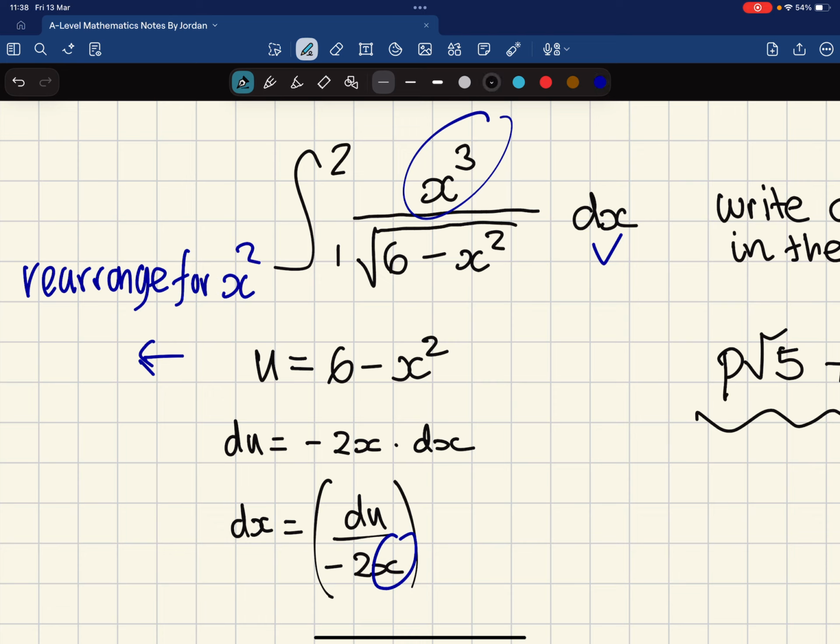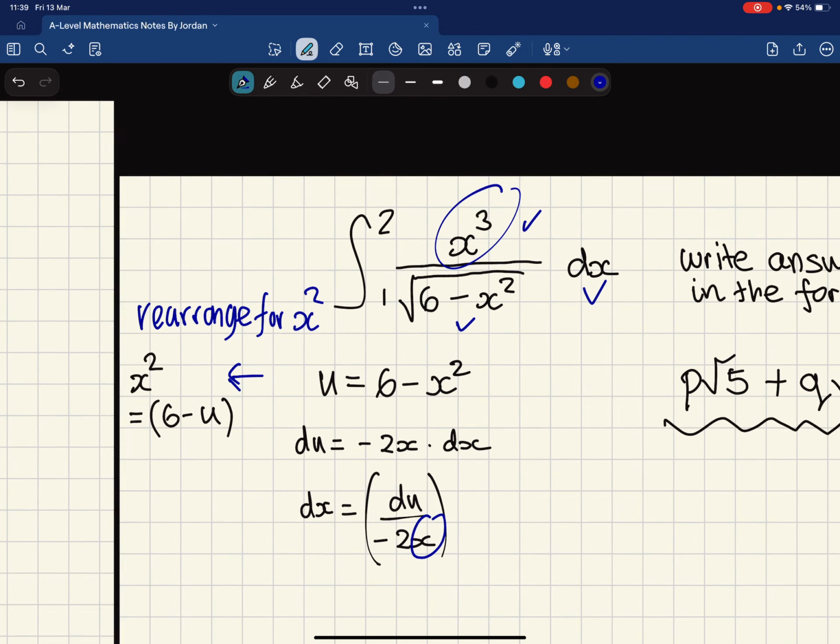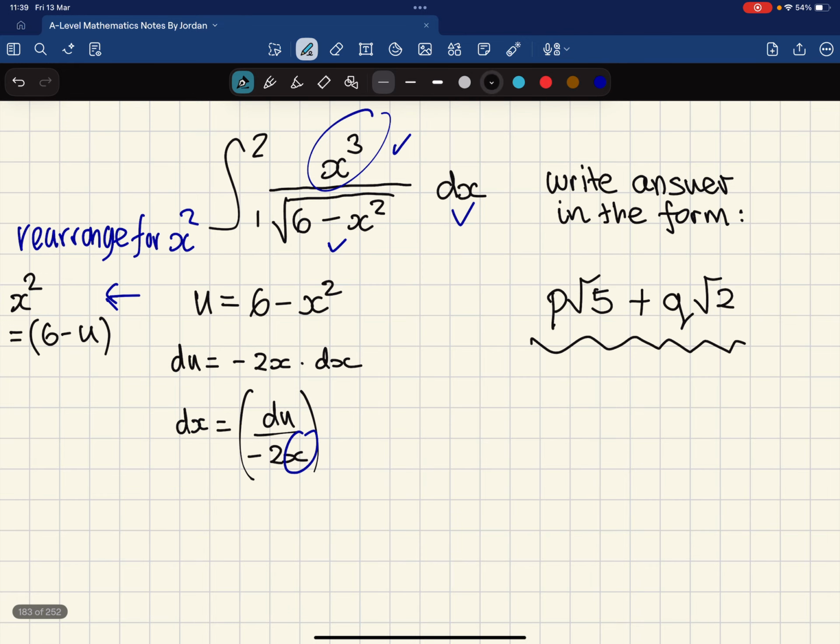So if I take x squared to the left and then bring u to the right, that's going to give us that x squared is 6 take away u. So that means I'm happy about this, and I'm happy about that. I'm happy about everything apart from the limits, don't forget. So there's 4 things to remember if it's definite. You've got to do the limits as well.